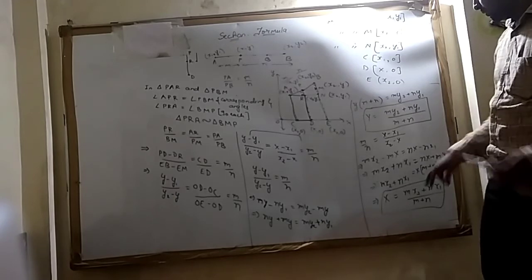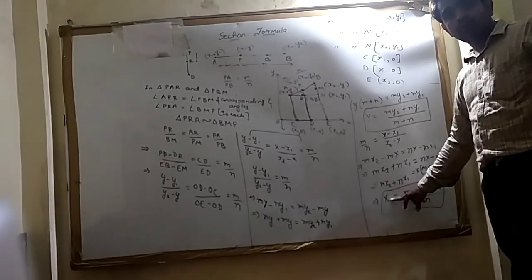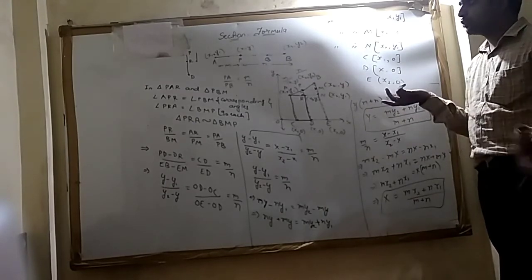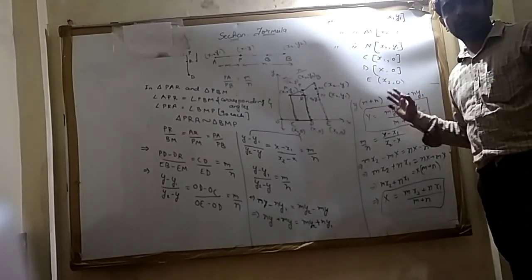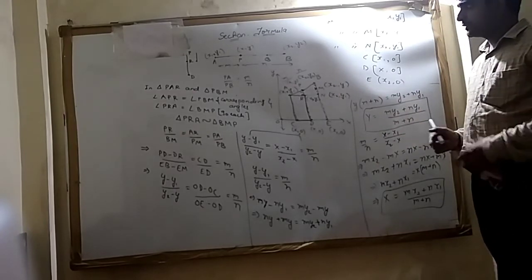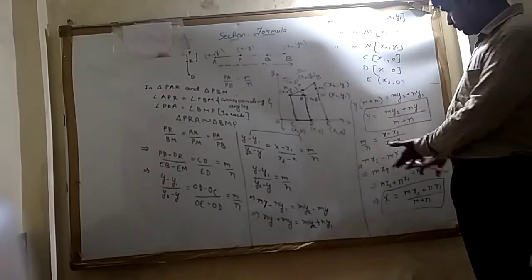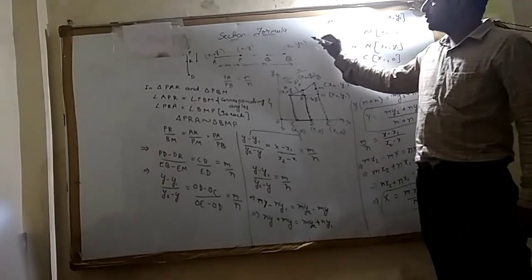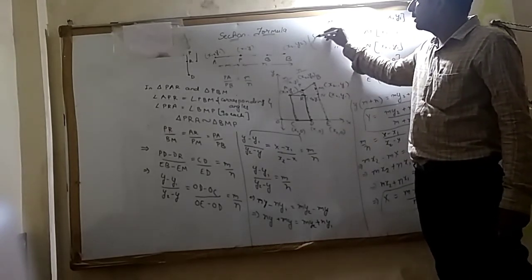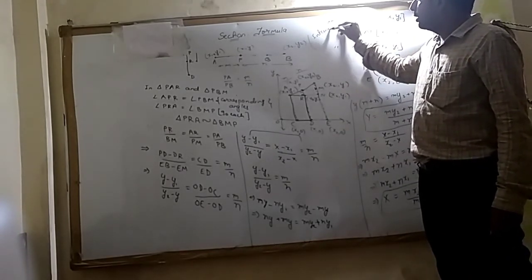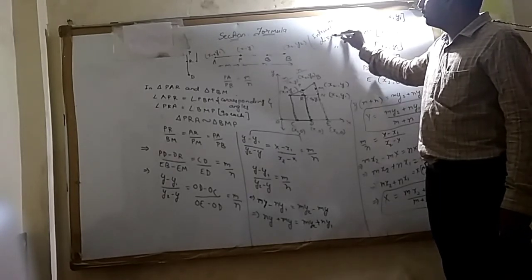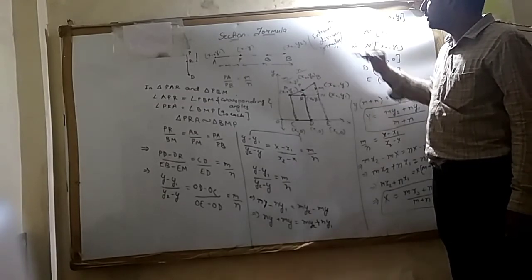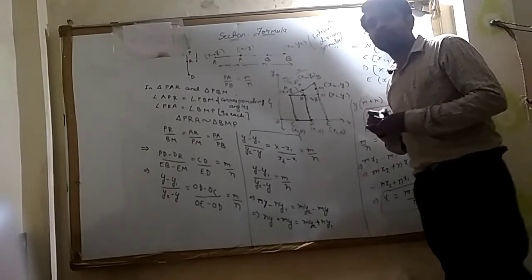So we have derived how to find the coordinates of a point which divides any line segment in the ratio of m is to n, when we know the coordinates of A and B. Now, dear students, listen one thing. This formula that I have derived is known as the internal division formula. Now, what is this internal division formula?